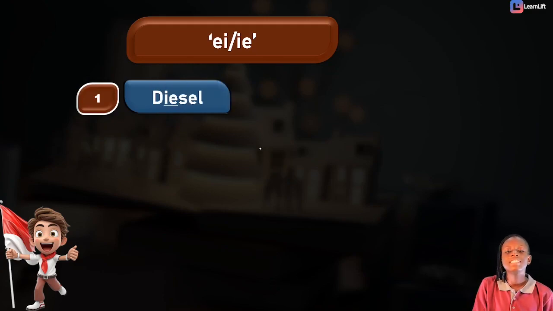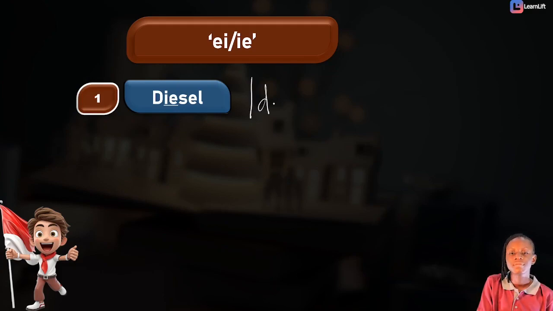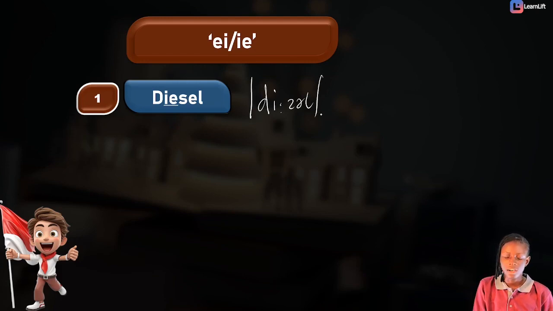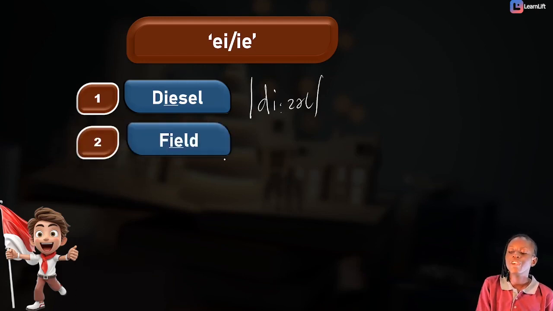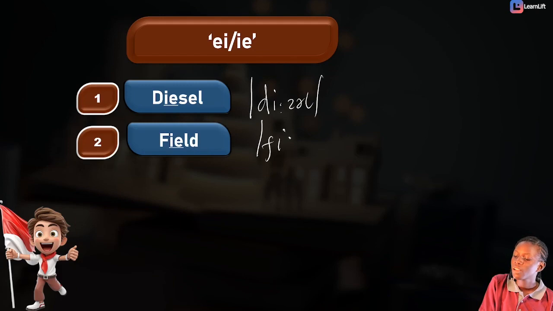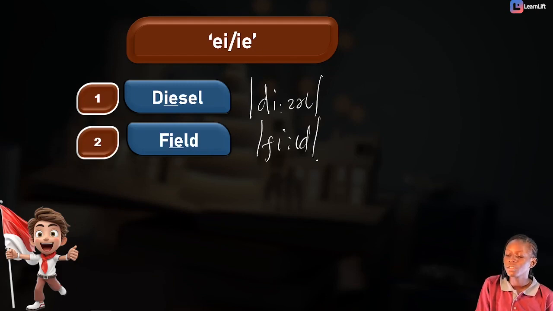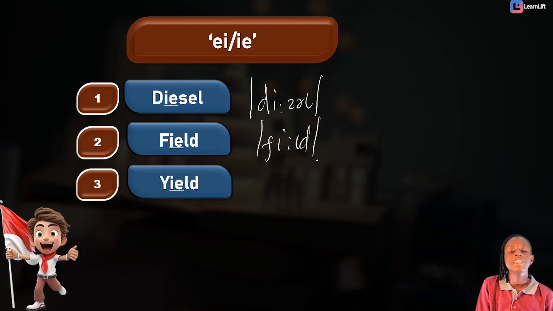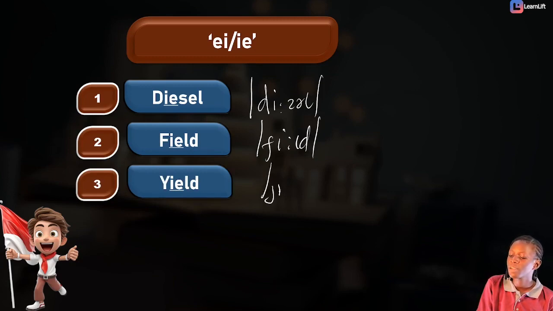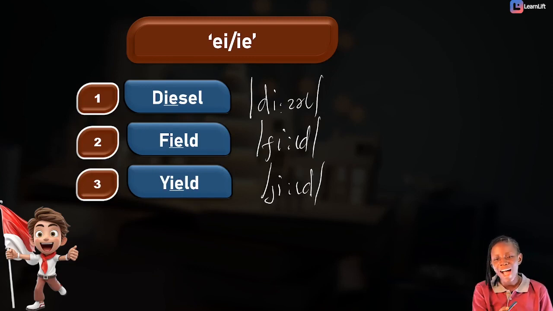diesel. Now my diesel, say diesel, is transcribed as this. Next I have my field, transcribed as these. Next I have my yield, to yield results. Now my yield is transcribed as this.